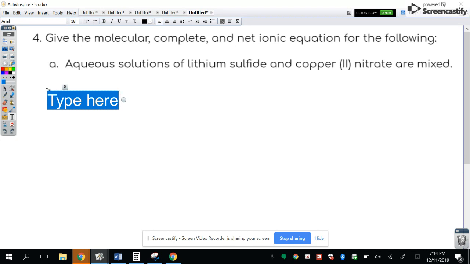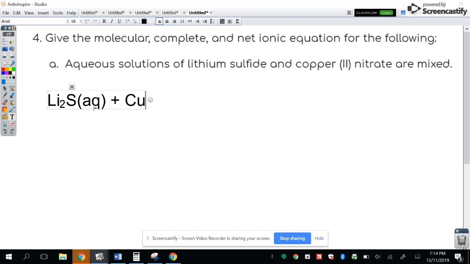So here I have lithium sulfide. Lithium has a charge of +1. Sulfur has a charge of -2. So lithium sulfide is going to be Li2S, and they're telling you in the problem that it's aqueous, so I put AQ, plus copper 2 nitrate.